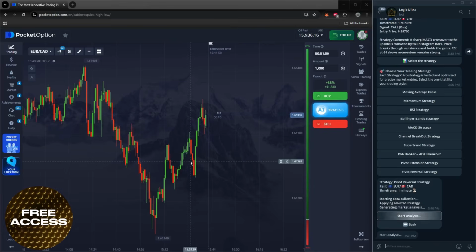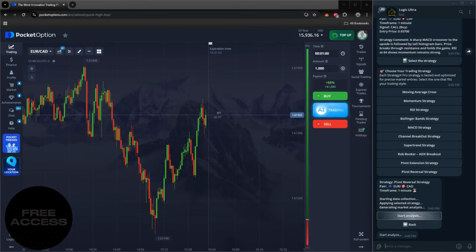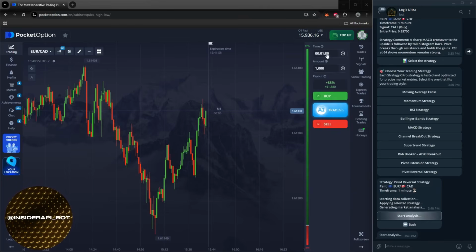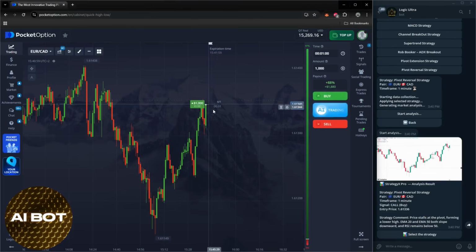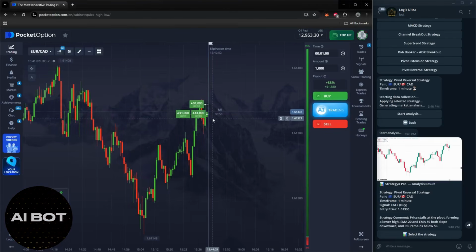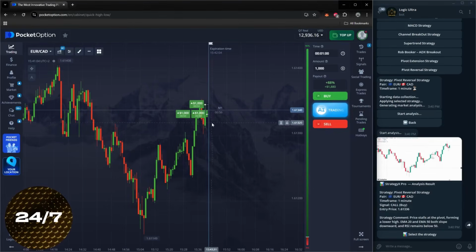You don't have to do anything. The only thing that you have to do is make sure that your amount is set, that your time and that your expiration time is set, and that you are ready to place your trade. And there it is, we are entering our trade right here.